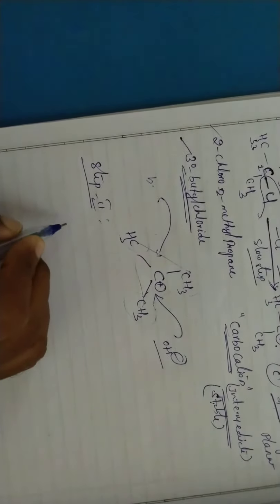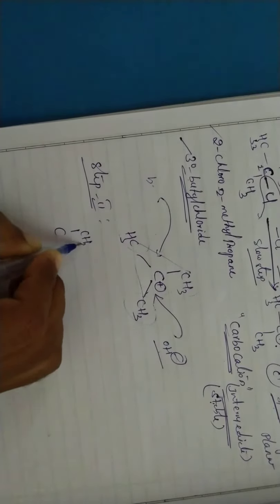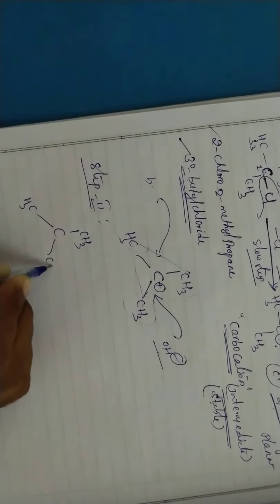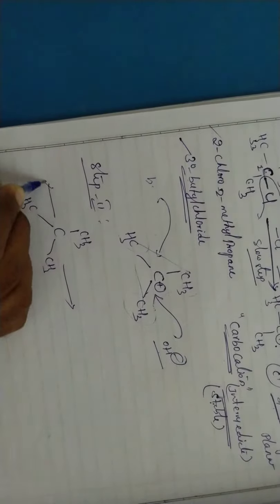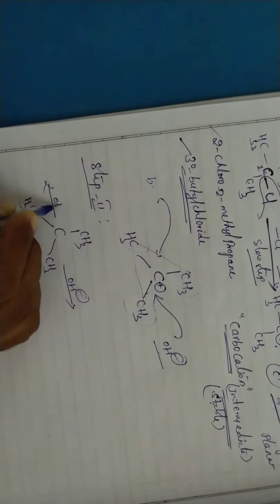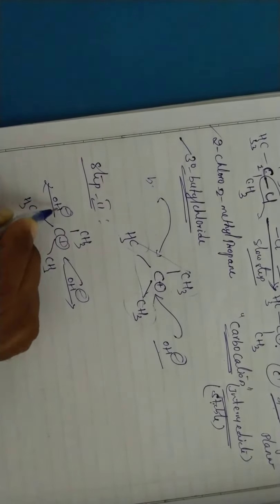So in the second step, what we are getting here, in the second step the intermediate can be attacked by the OH minus in both ways, from front and back.